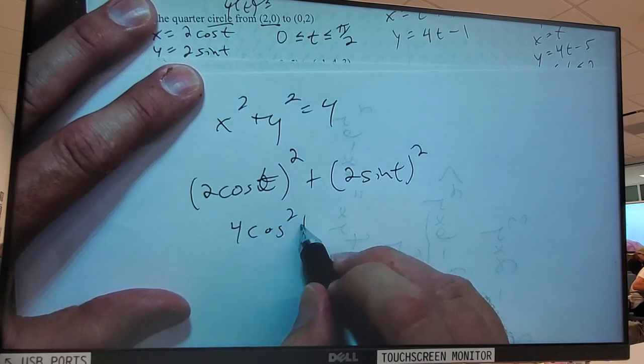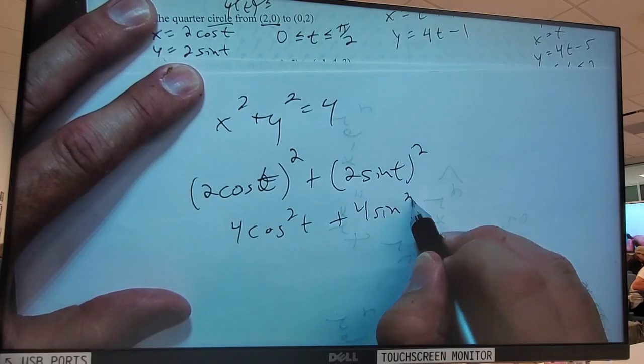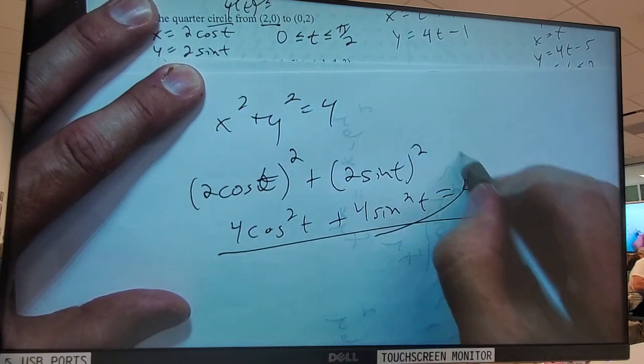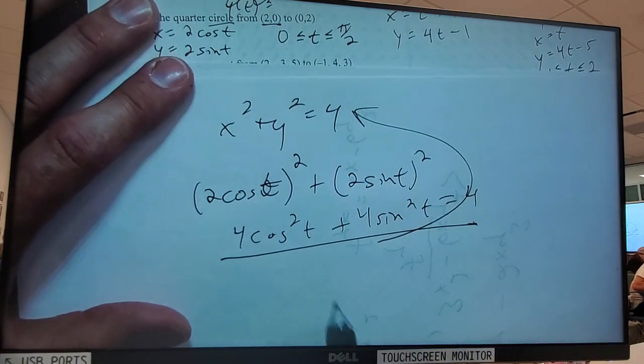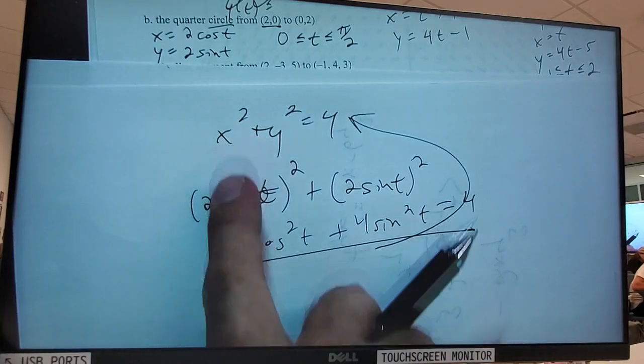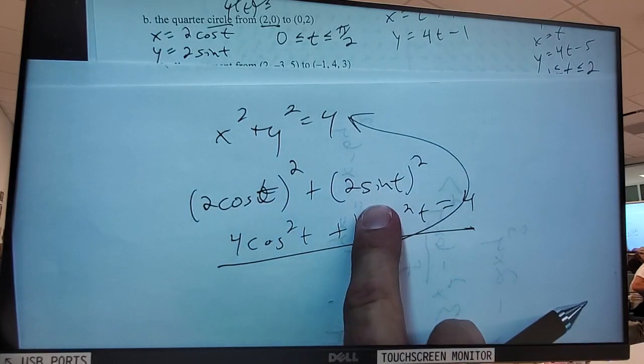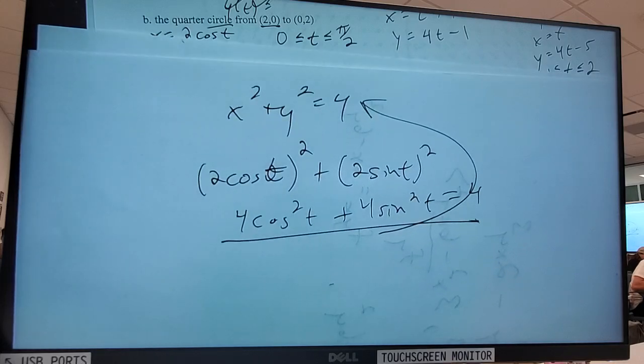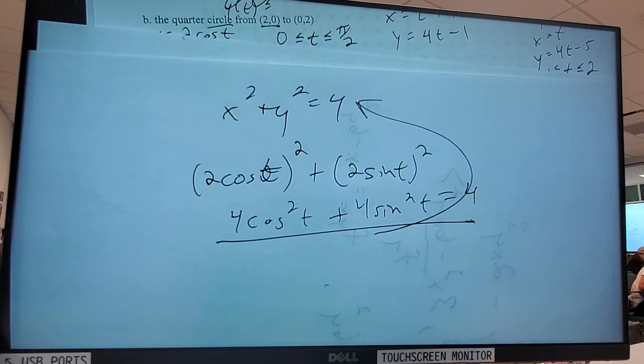4 cosine squared plus 4 sine squared. And what does that equal? 4. So therefore, this is that equation. So this parameterization, x is 2 cosine t and y is 2 sine t, works. If you have a circle centered at the origin, I'm going to choose that parameterization.